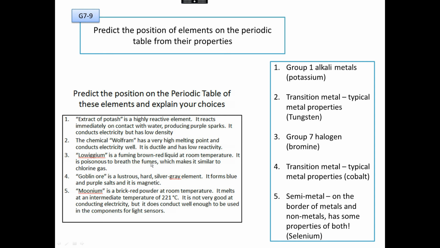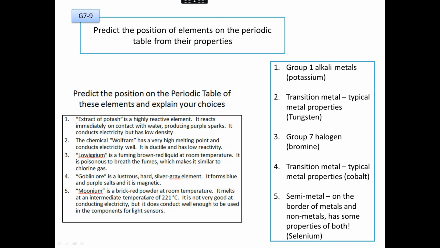What could this be? Brown red liquid at room temperature, poisonous, similar to chlorine. It's a halogen, and in fact the orange liquid halogen is bromine. This one, lustrous, hard, silver grey, sounds like a metal, forms salts, magnetic, and in fact it turned out to be cobalt. It is a transition metal. There's only 4 magnetic metals, and that is iron, steel, cobalt, nickel. So it has to be one of those 4.